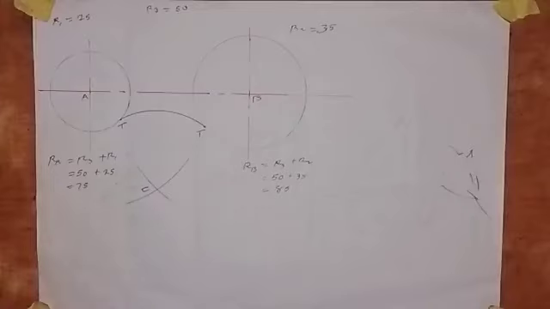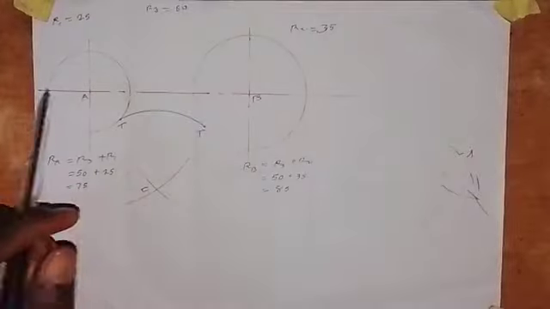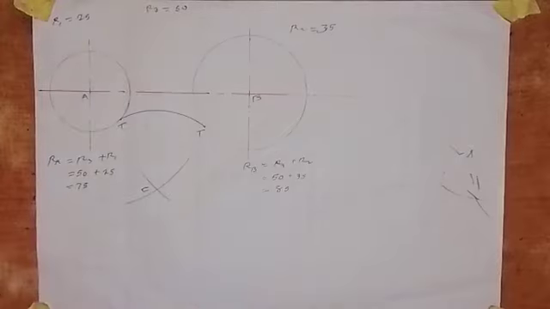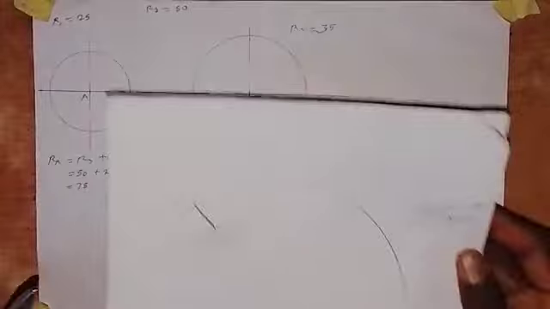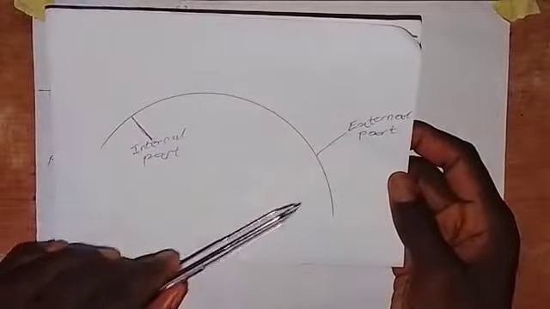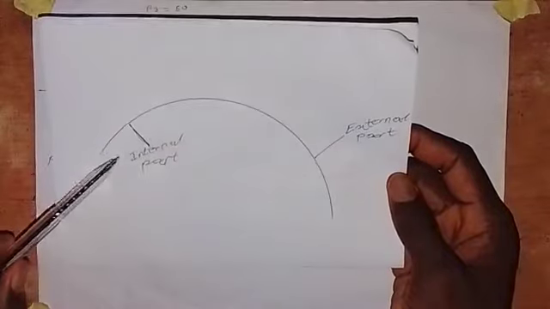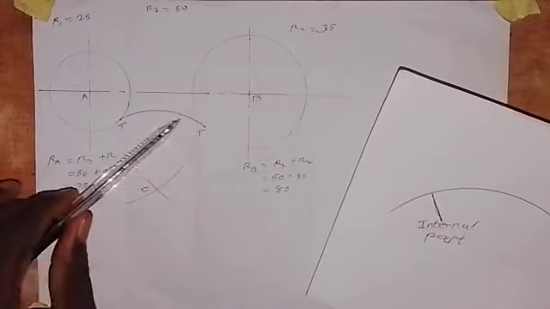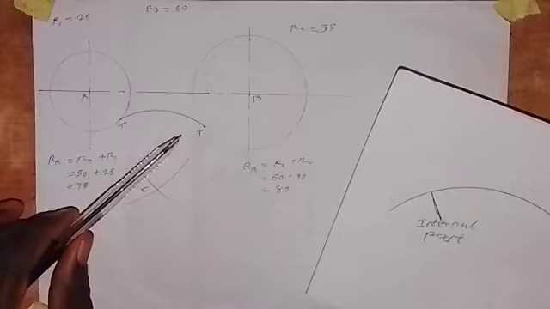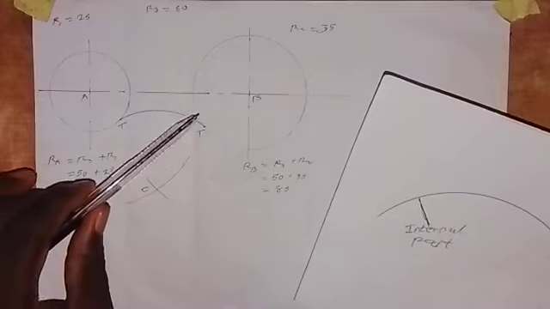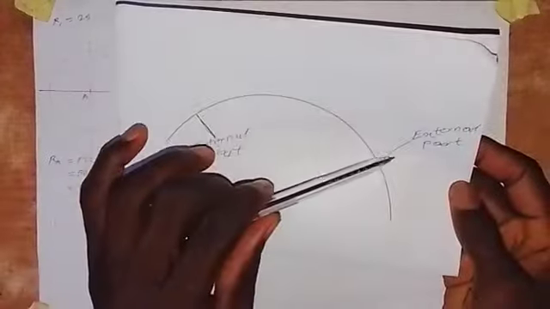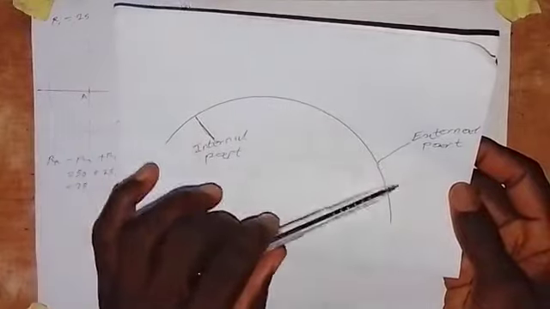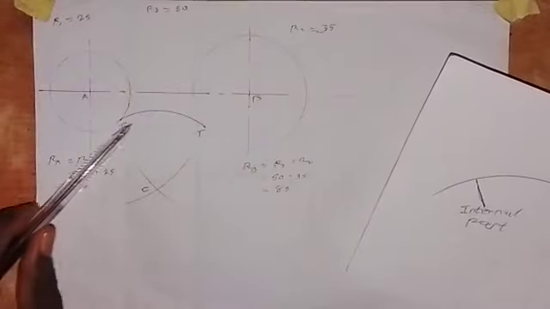Let us look at how we can draw an arc in which these two circles will sit on its internal part, or they will touch its internal part. As I explained when I started, an arc has two parts. It has an external part and it has an internal part. So in this construction, we made this arc so that the two circles are touching its external part, as we see it here.